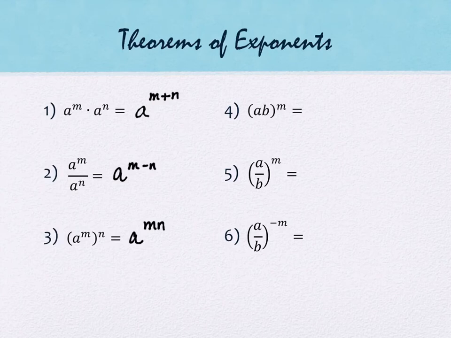4 and 5 are something akin to the distribution property. So distribution is actually multiplication over addition or subtraction. But it works very similarly with these exponents over multiplication. So my m applies to each of the pieces inside because they're multiplied. So it's a to the m and b to the m. Just like with multiplication, division is identical. I will distribute the m across the division sign through the parentheses, so I have a to the m over b to the m.